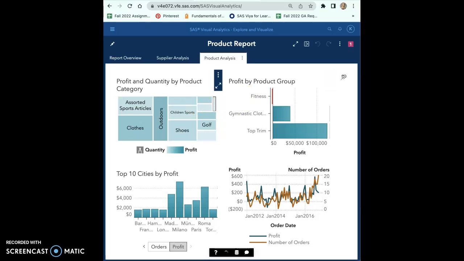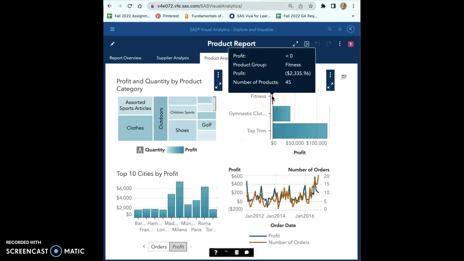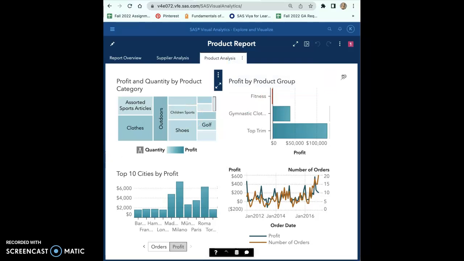And then the next question is how many products are in the fitness product group. So we're going to hover over fitness, their bar, and it says that 45 products are in the fitness product group.